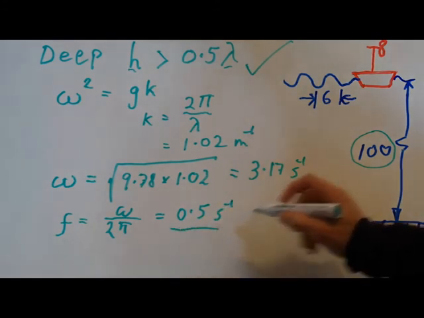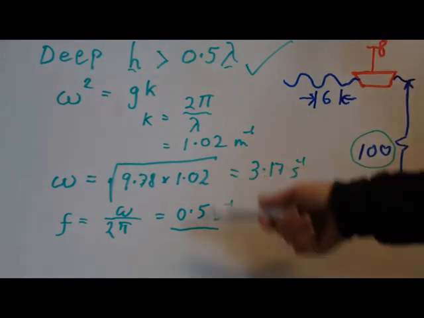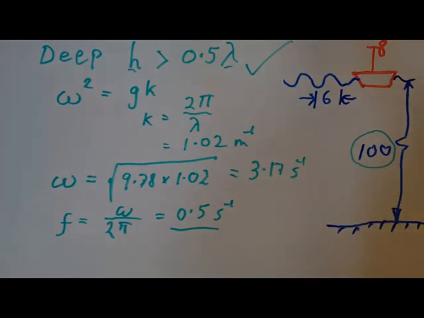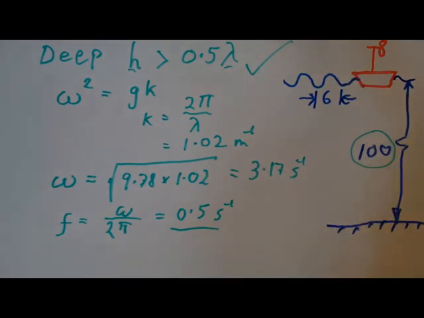So if our platform tends to rock or tends to bob up and down with something like 0.5 hertz, we could be in trouble. So the aim would therefore be to design this such that its frequencies of bobbing up and down or rocking are nowhere near the frequency generated by the impinging waves.